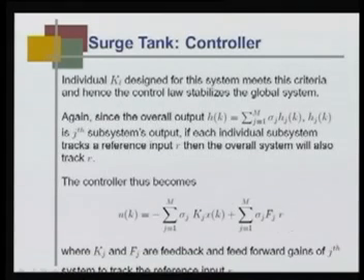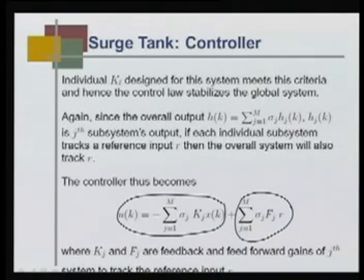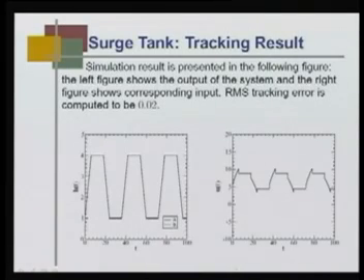The controller thus becomes, you see, this is our state feedback part and this is my part for tracking, where K j and the other gain are feedback and feed forward gains for the jth system to track the reference input R. The simulation results are presented in the following figure. The left figure shows the output of the system and the right figure shows the corresponding input, that means the control action, and this is the height. So, I am doing set point tracking from 4 to 1, again 4 to 1, and this is very perfect tracking, you can easily see, and the controller is almost very smooth.